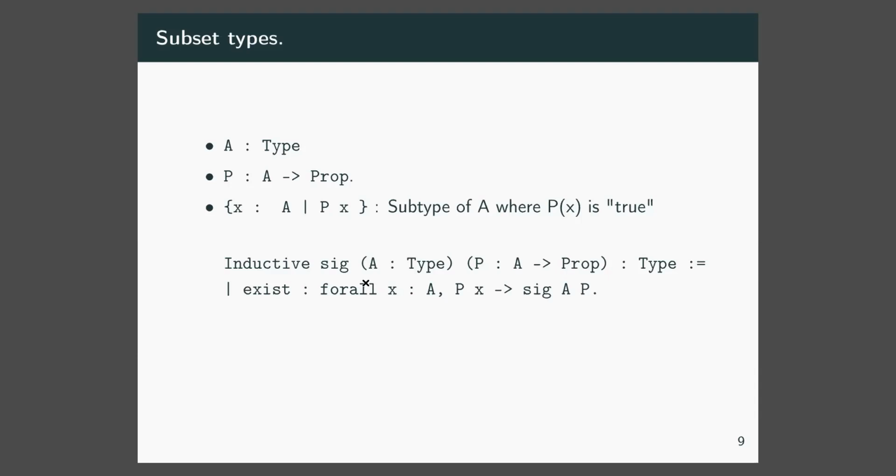Sigma type, as it is called. These are called sigma types. Okay, does that make sense? Why is it called sigma? Ex A P is in prop, but sig A P is in type. Except for that, there's no difference.